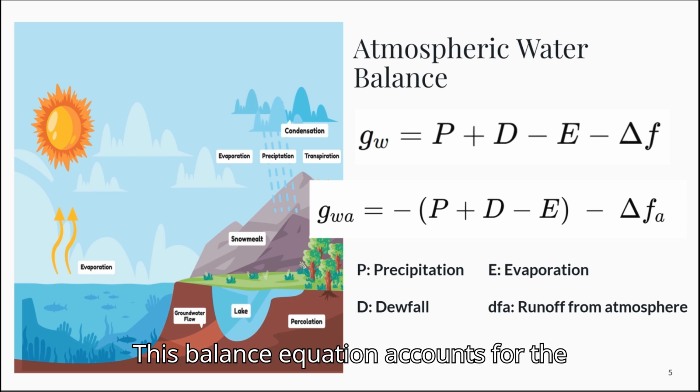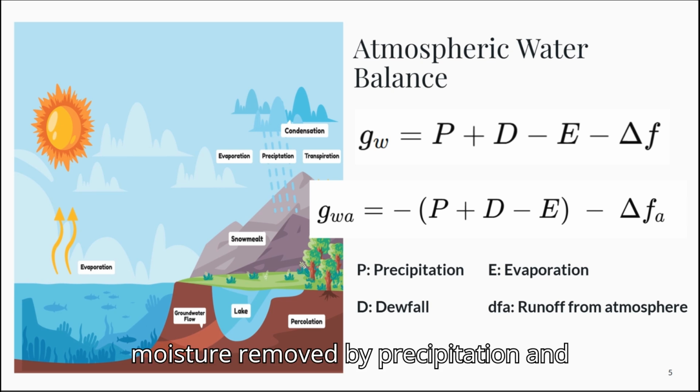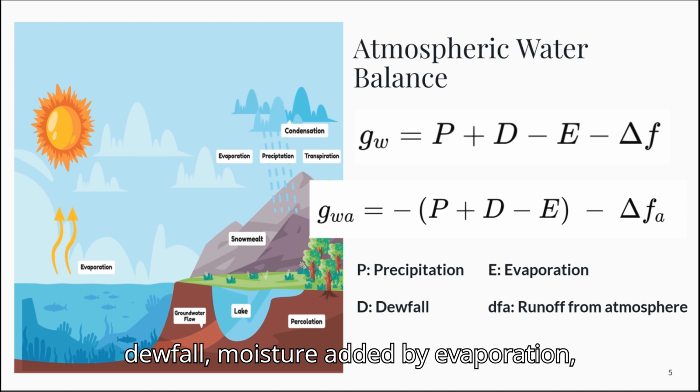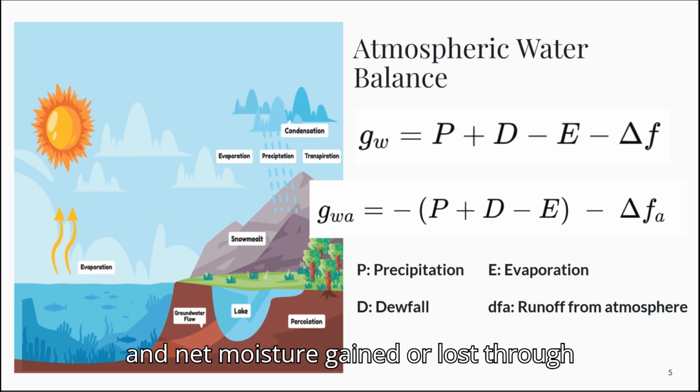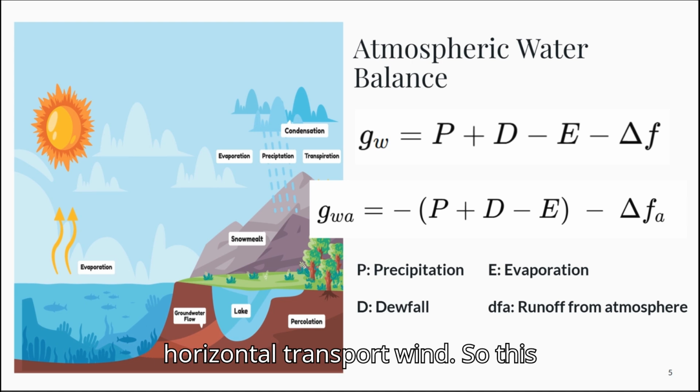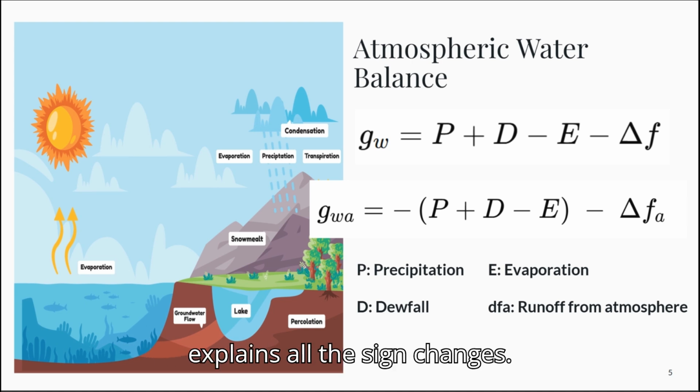This balance equation accounts for the moisture removed by precipitation and dewfall, moisture added by evaporation, and net moisture gained or lost through horizontal wind transport. So this explains all the sign changes.